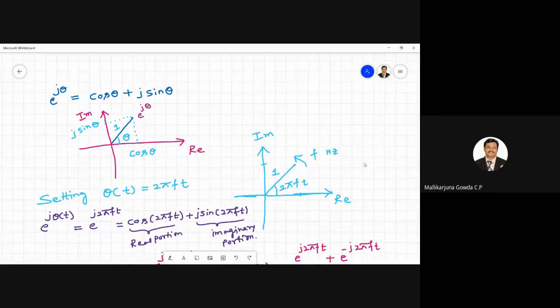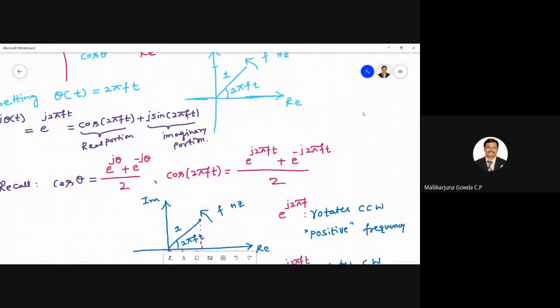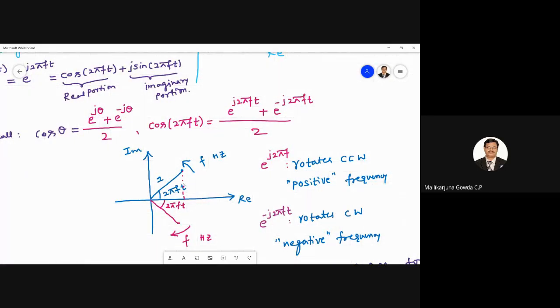Yes, sir. Then after that, I said theta of t is equal to 2 pi f t, and with respect to that I drew the phasor diagram. Then I said cos theta is e power j theta plus e power minus j theta by 2. For this also, just substitute theta as 2 pi ft, and I showed how to draw the phasor diagram for cos 2 pi ft in terms of the exponentials. So e power j 2 pi ft rotates in the counterclockwise direction, and e power minus j 2 pi ft is in the clockwise direction, because if I take this as a reference, the angle is decreasing, so it rotates clockwise. For the first term, if I take this as my reference point, as t increases the angle increases. That is why it is counterclockwise.